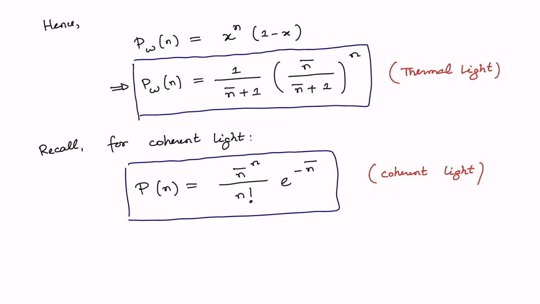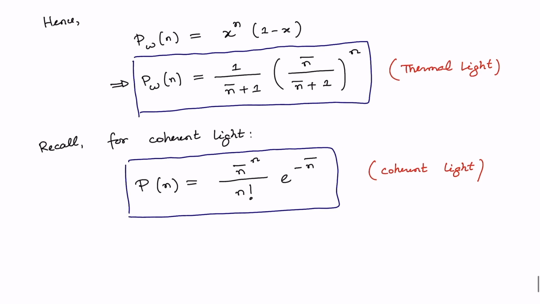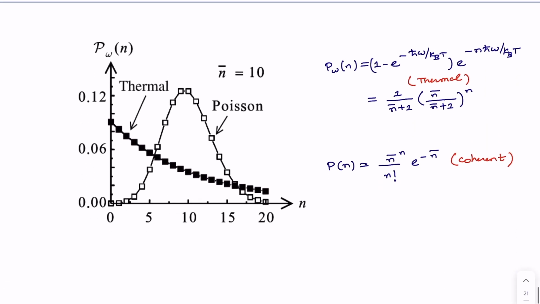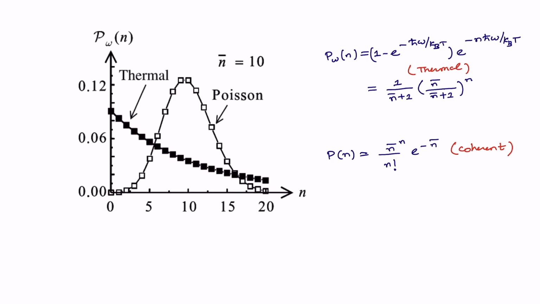Now let me show you a plot comparing the photon statistics of thermal light and coherent light. So this is the plot. If you see the plot carefully, as I have already told you, the thermal light follows the Bose-Einstein distribution, and the coherent light obeys the Poissonian distribution. This plot depicts these two different lights, the coherent light and the thermal light, for the same mean number of photons, which is n bar equal to 10.